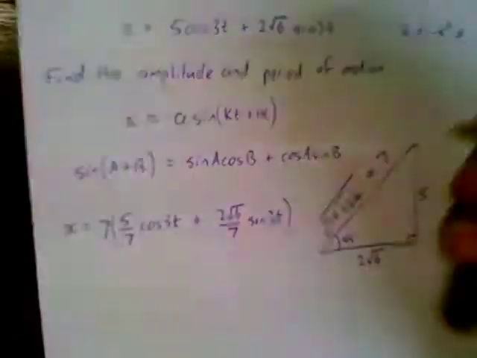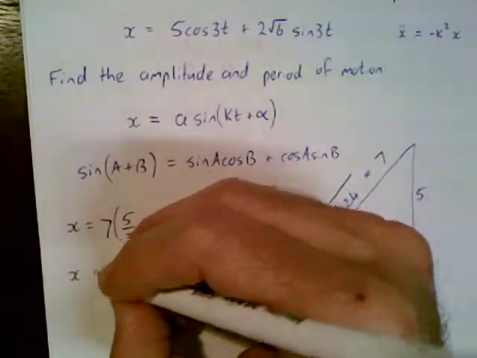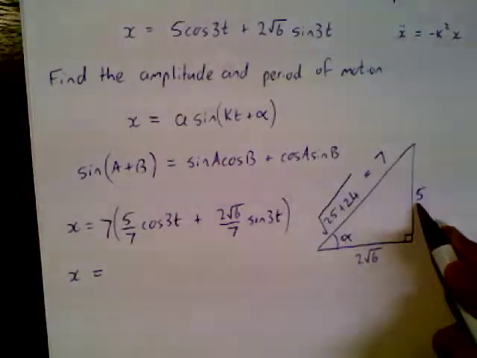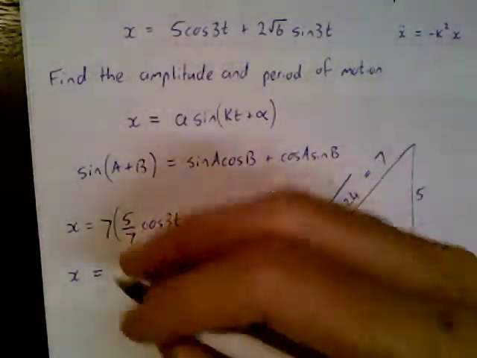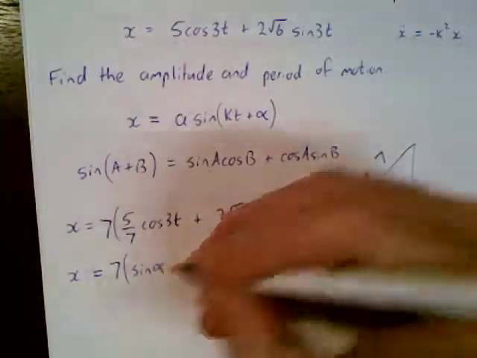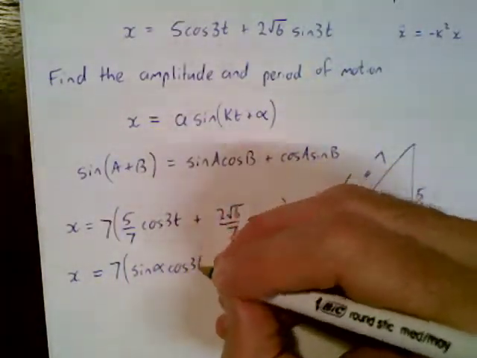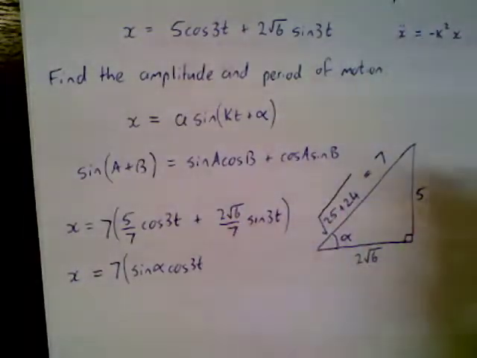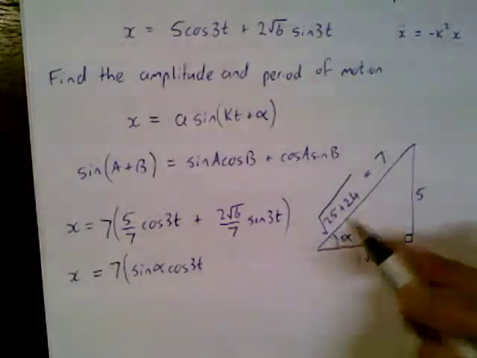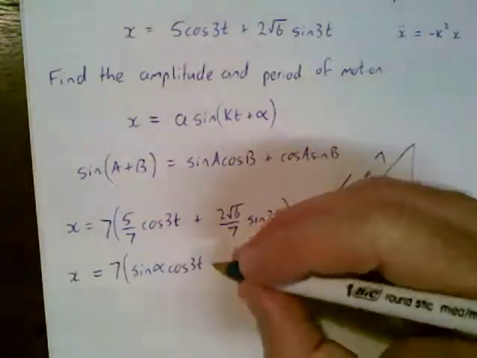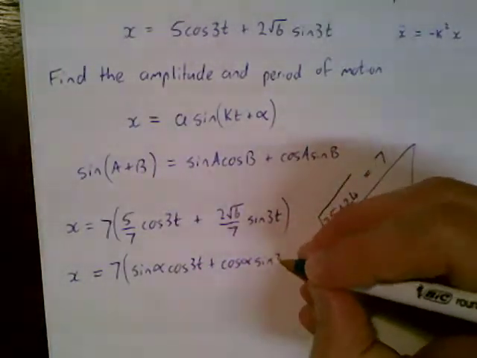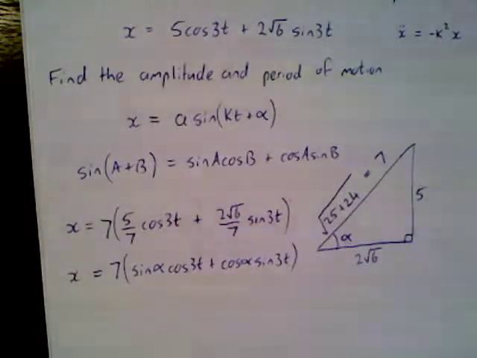Okay, so at this stage here, we can then go back to our displacement equation and say that 5/7, well, if this is alpha here, 5/7 is in fact sine alpha, opposite over hypotenuse. So we've now got 7, open brackets, sine alpha cos 3t. And again, the 2 root 6 over 7, really that's just cos alpha. So here's alpha, adjacent over hypotenuse. We've got plus cos alpha sine 3t. Hopefully that's making sense.